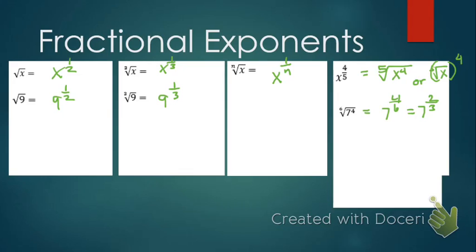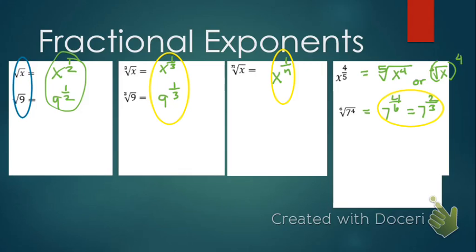Alright, so you have to know the two different ways to look at this. Either it's in exponent form, or it's in radical form. Everything in blue is in radical form. Everything in yellow is in fractional exponent form. And you guys got to get used to that. Okay? Alright, last thing.